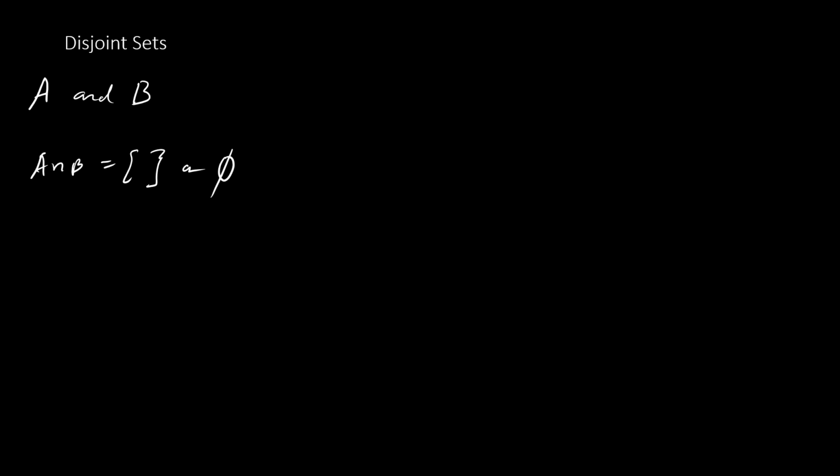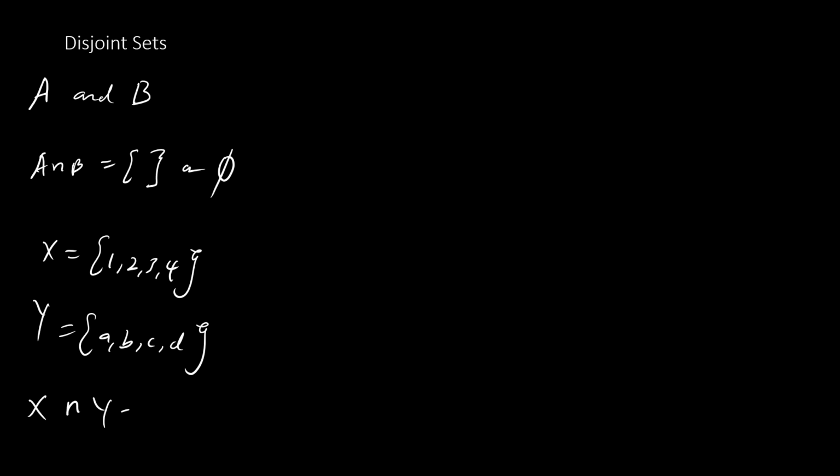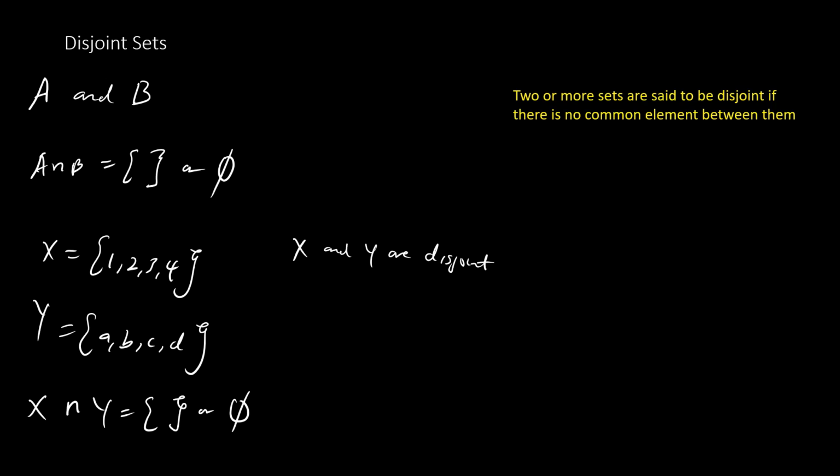If you have set X, which equals 1, 2, 3, 4, and set Y, which is a set of alphabets A, B, C, and D. If you have X intersection Y, which is the common element between X and Y, there are no common elements, so we have an empty set here. So now that there's an empty set, we say that sets X and Y are disjoint. That is it about disjoint sets, sets in which there are no common elements between them.